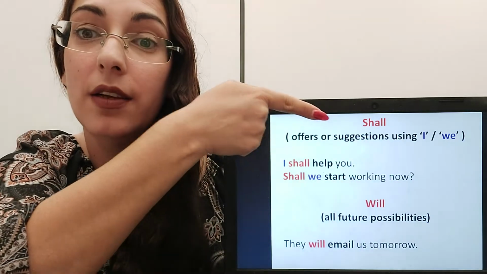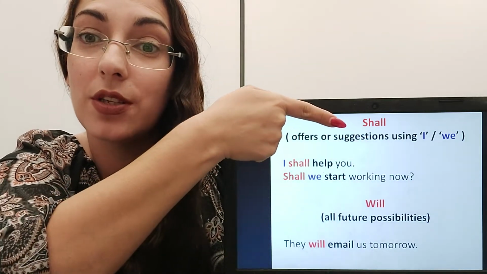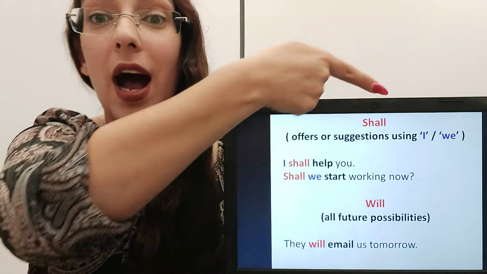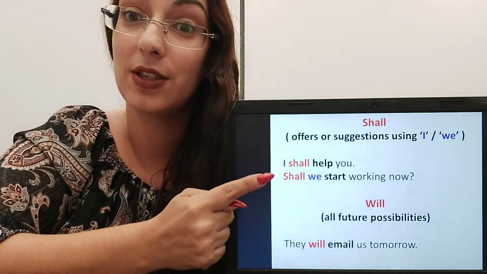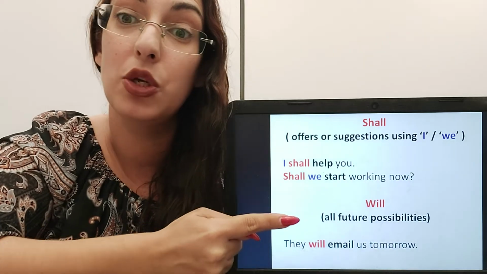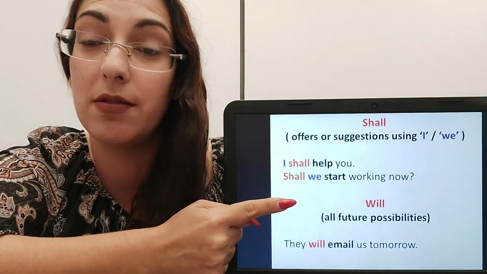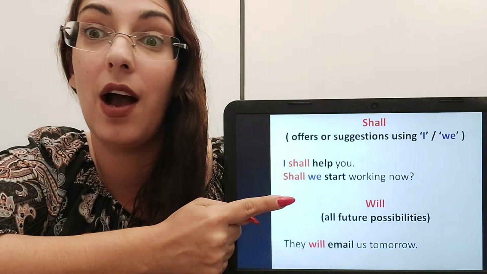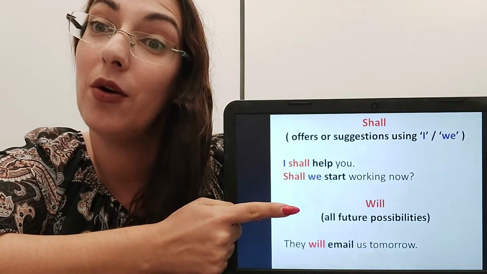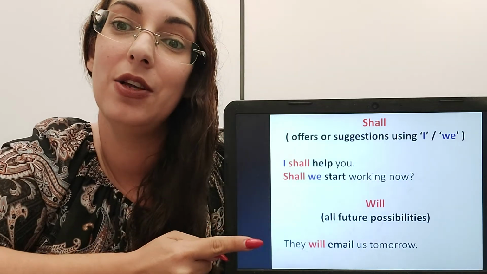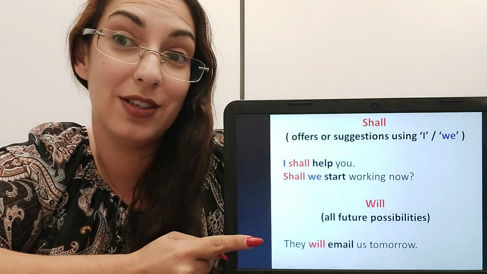Now, shall makes offers or suggestions, but only for the subject I and we. So pause the video and have a look at this example. But will can be used with all types of subjects: they, we, I, you, he, to talk about all future possibilities. So pause the video and look at this example.